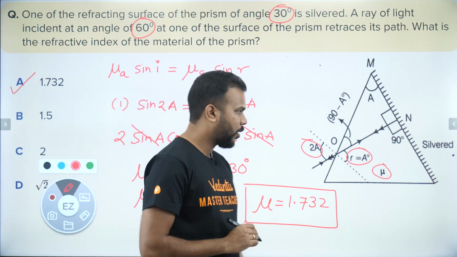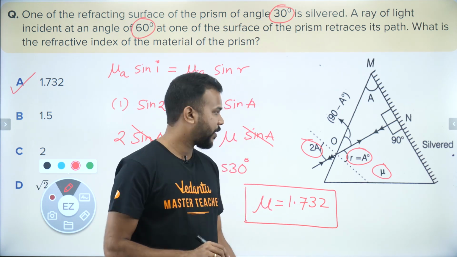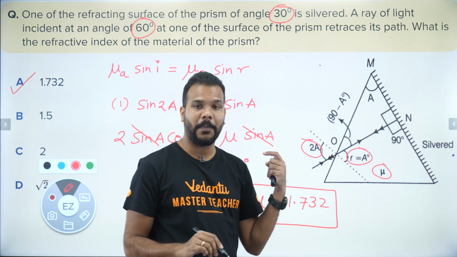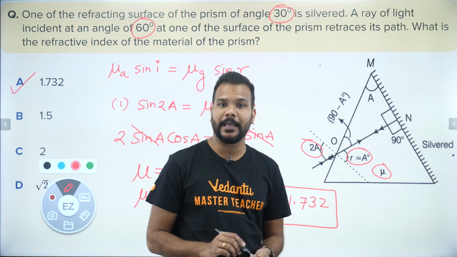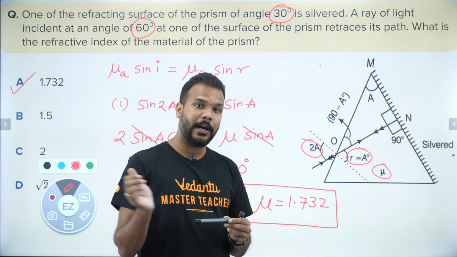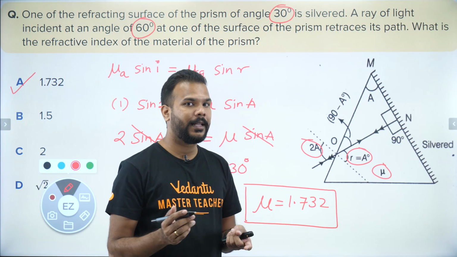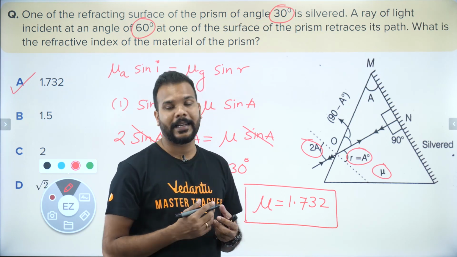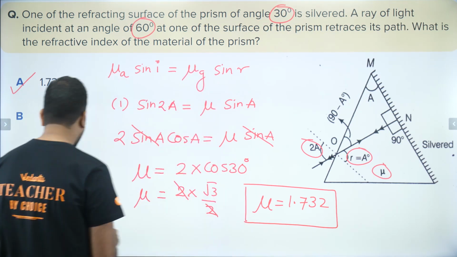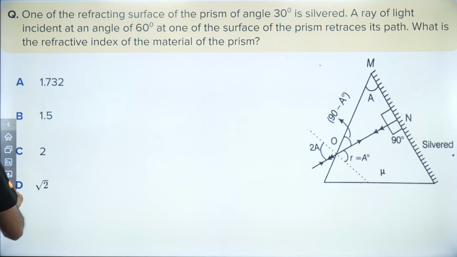The interesting part to observe here is that when the light is retracing its path, it must have been incident on the reflecting surface along the normal, because for any other angle the light will reflect and will not retrace its path. Okay, cool. So let's move on to the next question.